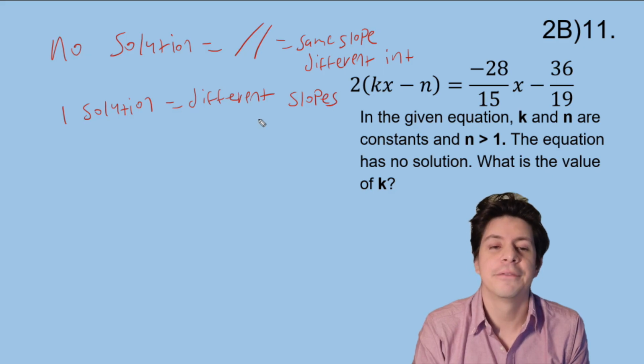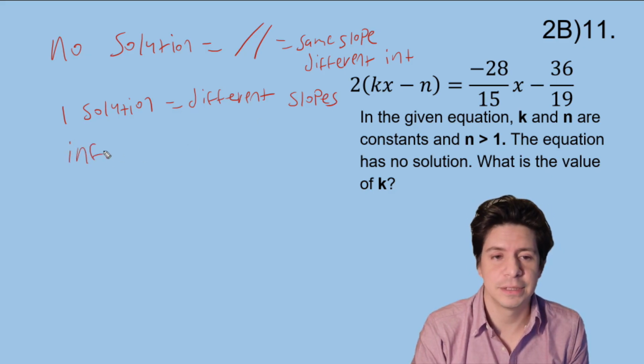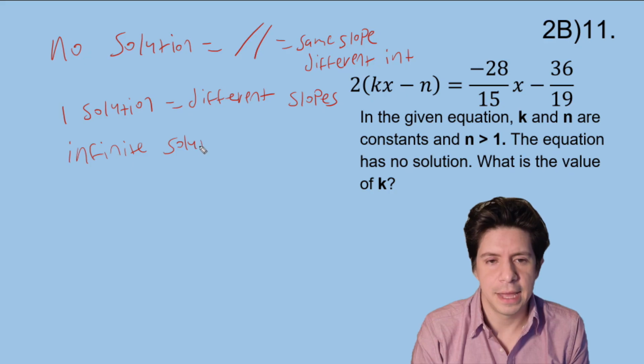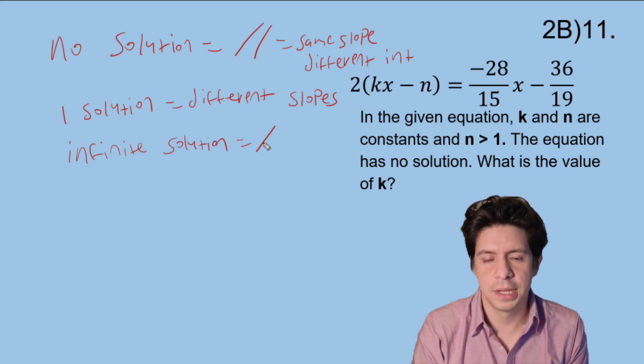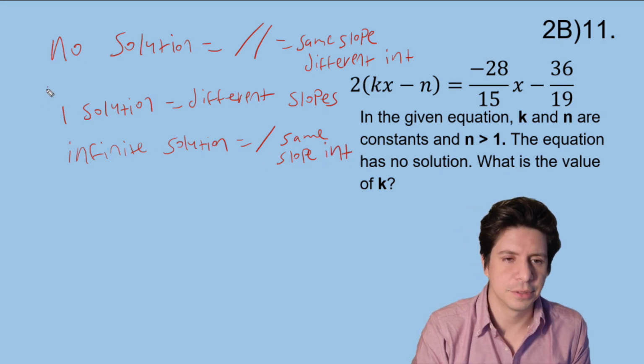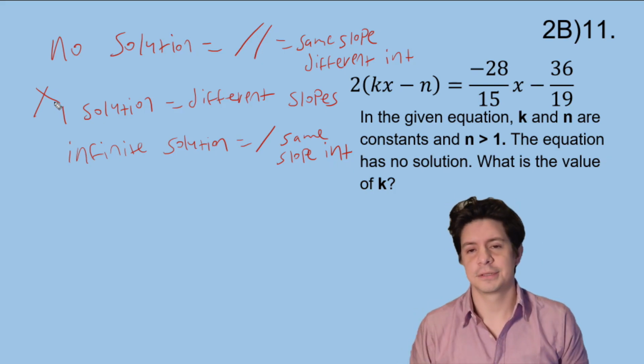And then we have infinite solutions, okay, which is when it's just the same line, which means they have the same slope and they have the same y-intercept. So it's like one line, same slope and intercept. This would be totally different. So it'd be like boom, boom. They could have the same intercept, but it still has to have different slopes.